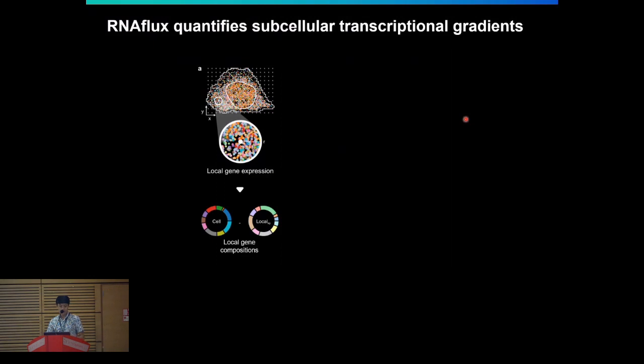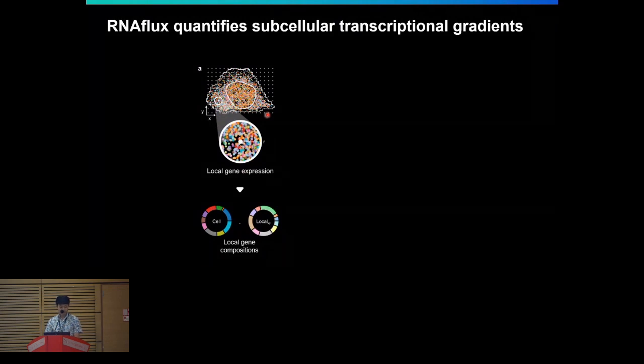This technique in the toolkit is called RNA flux, and we found that this was able to quantify these subcellular transcriptional gradients. So here we have a picture of a cell where the boundaries of the cell membrane and the nucleus are delineated in white, and each dot is a single molecule, and the color denotes what gene species it comes from. It turns out if we look at the local transcriptome or expression at a given point in space, we can use that to characterize how it changes across the area of the cell.